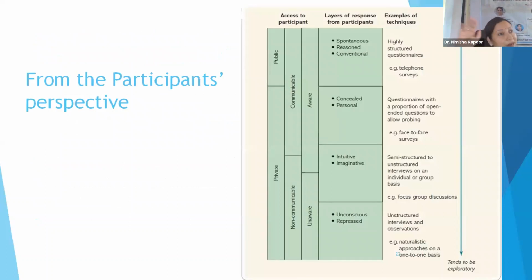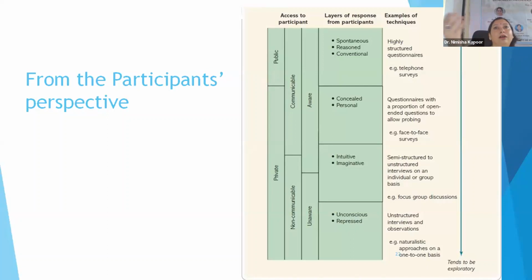From the participants' perspective, when we are collecting data, when we're studying a phenomenon, there are a lot of dimensions to the phenomenon. On the extreme left side, you see information can be private or it can be public. Private would mean only if it is about me, only I know it. And if it's public, they know that information.